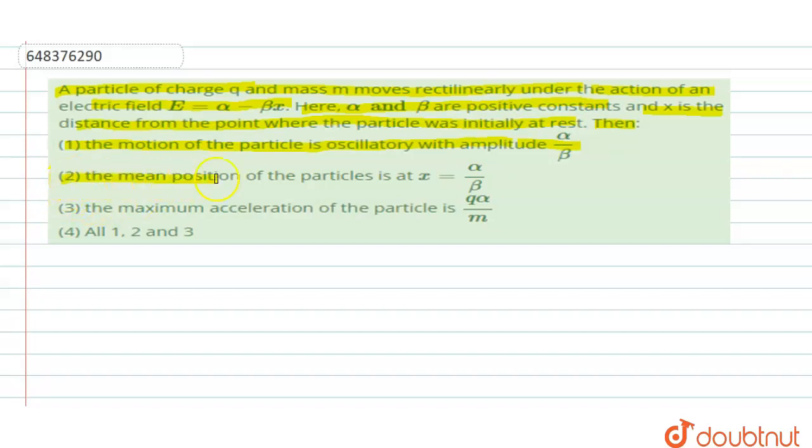Then option 1, the motion of the particle is oscillatory with amplitude alpha by beta. Number 2, the mean position of the particle is at x equal to alpha by beta. Number 3, the maximum acceleration of the particle is alpha q by m. And number 4, all 1, 2 and 3.